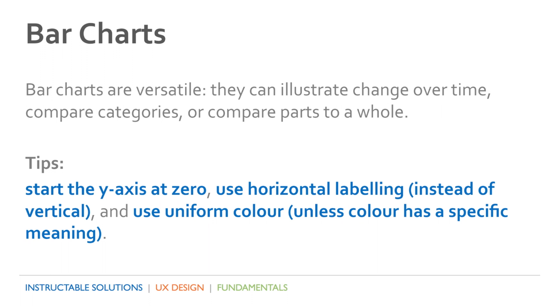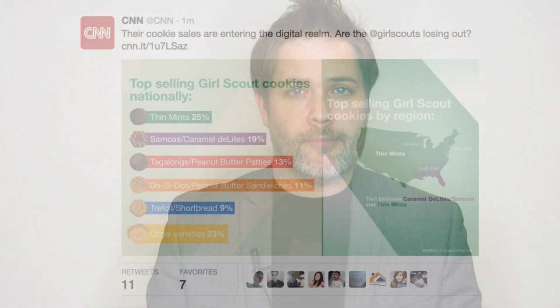In bar charts, some tips are to start with the y-axis at 0, use horizontal labeling instead of vertical, and use uniform color unless color has a specific meaning. Like in any interface, make sure that color does have some sort of specific indication. And in data visualization, color should also have a relative way of informing information, mostly illustrated by the use of a legend.